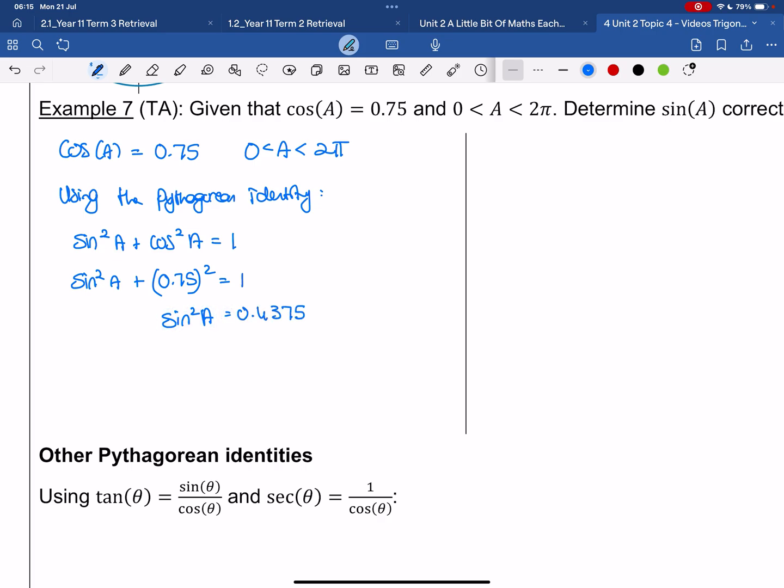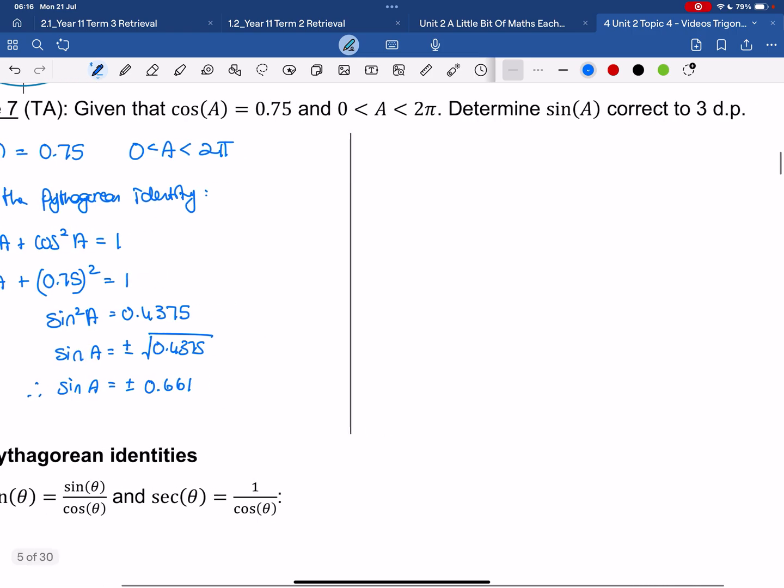0.4375, and that means I can take the square root, so sine of A will be plus or minus the square root of 0.4375. So sine of A will be plus or minus 0.661. And I need to just justify what I'm doing there.